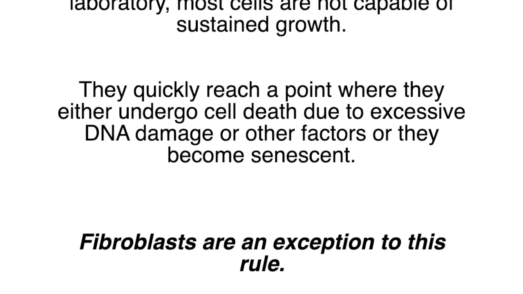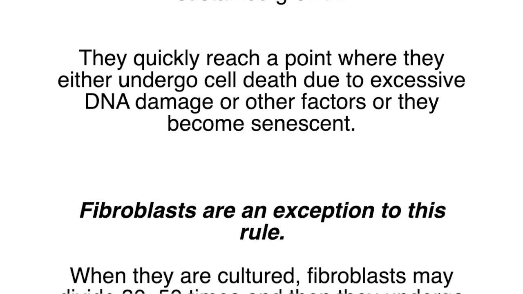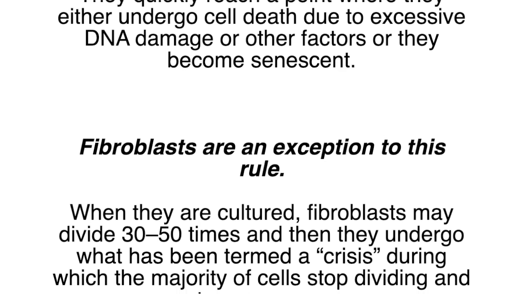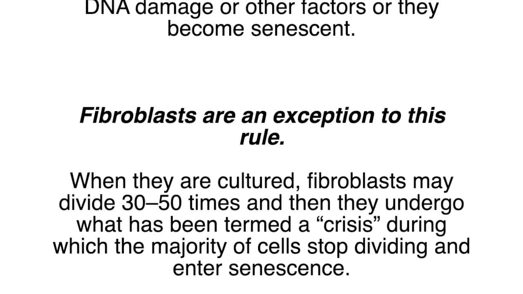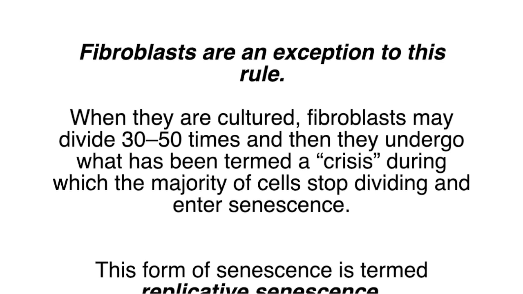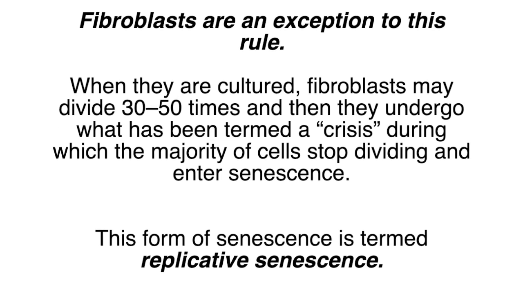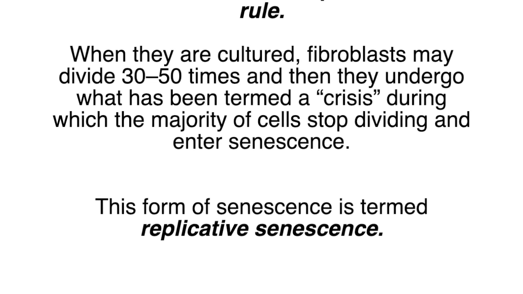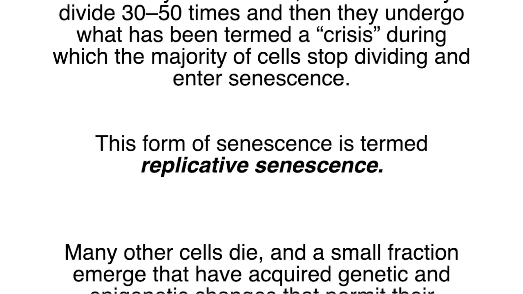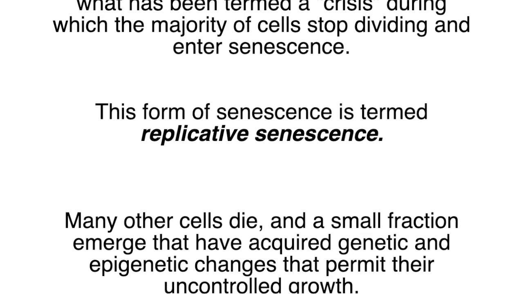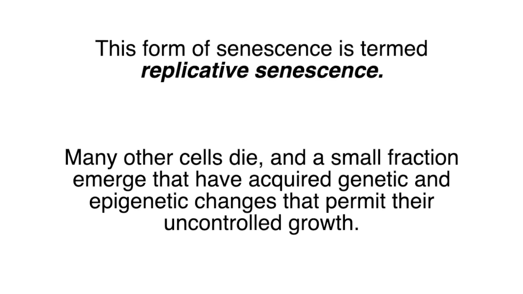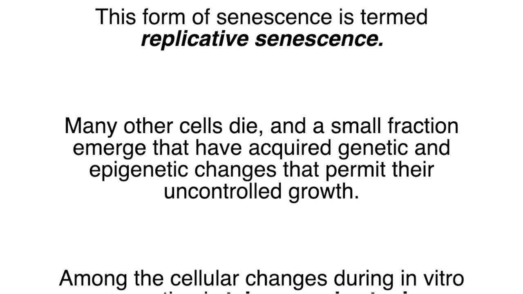When they are cultured, fibroblasts may divide 30 to 50 times and then they undergo what has been termed a crisis, during which the majority of cells stop dividing and enter senescence. This form of senescence is termed replicative senescence. Many other cells die and a small fraction emerge that have acquired genetic and epigenetic changes that permit their uncontrolled growth. Among the cellular changes during in vitro propagation is telomere shortening.